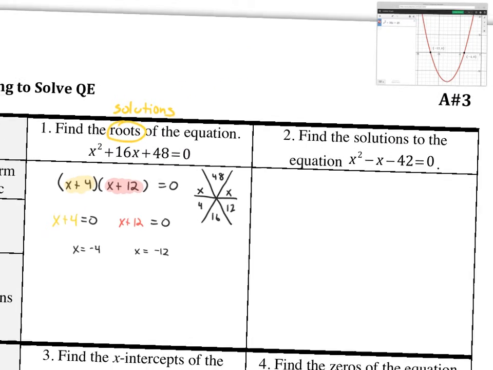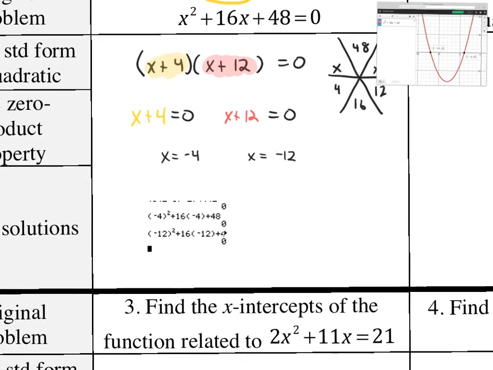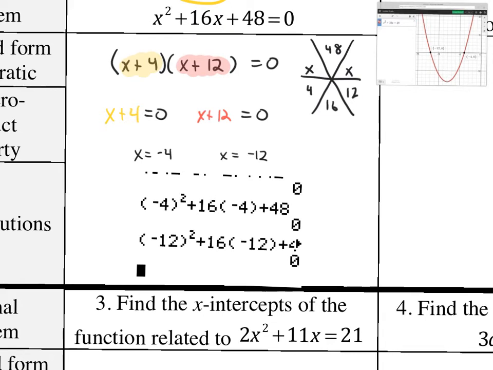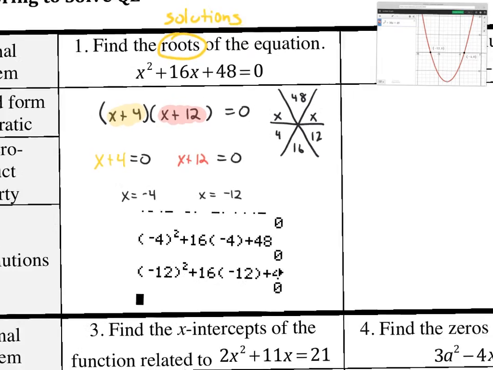Your turn. Please attack, kill, destroy. Number 2. Go. Now I can do a real quick check here. I can plug this handy thing into my calculator, and in doing so, the negative 4 is squared, plus the 16 times negative 4 plus 48 gives me a 0, and repeat that process with the negative 12 to also get 0. So it turns out that the check is a check.